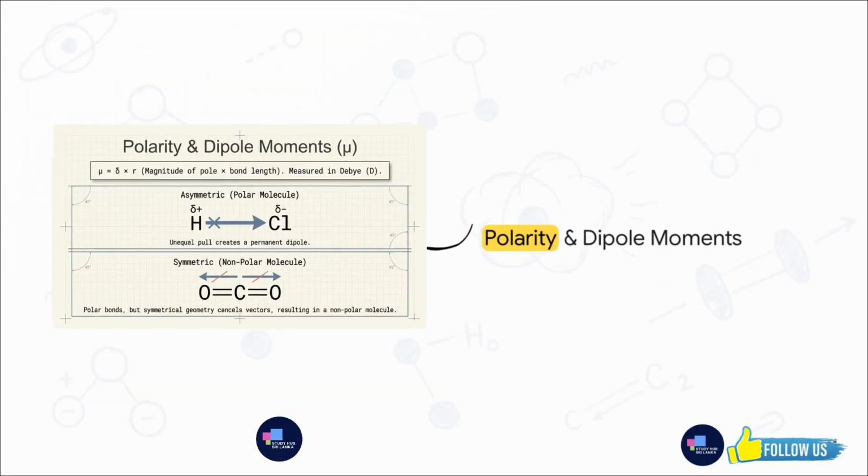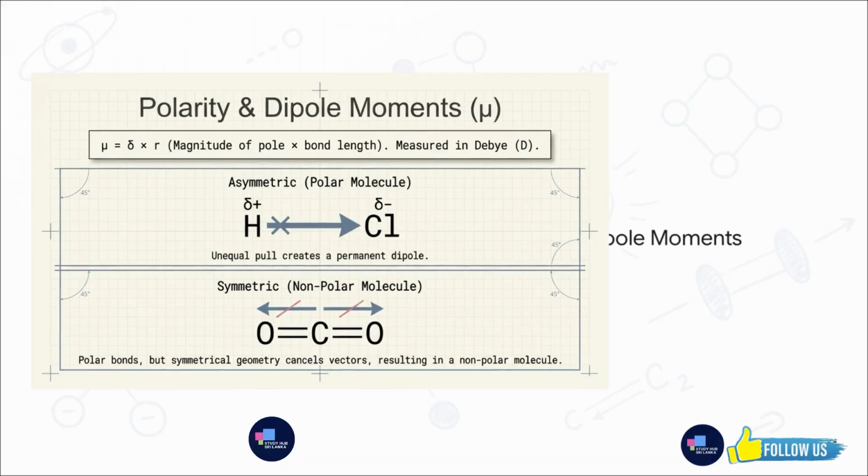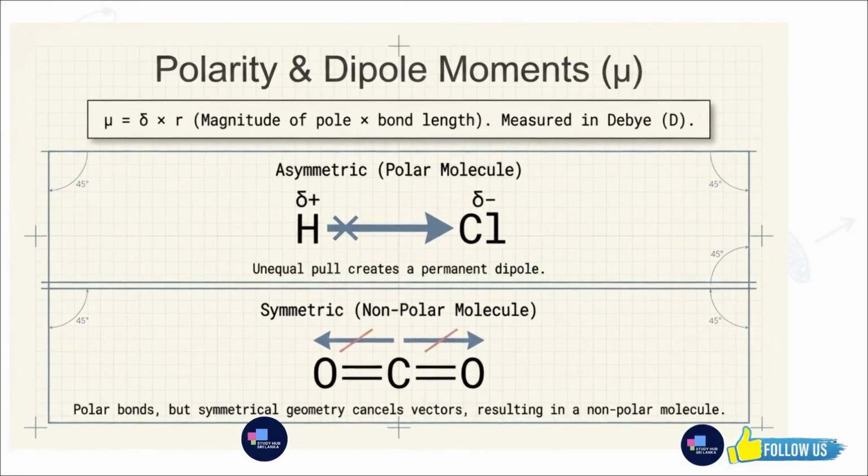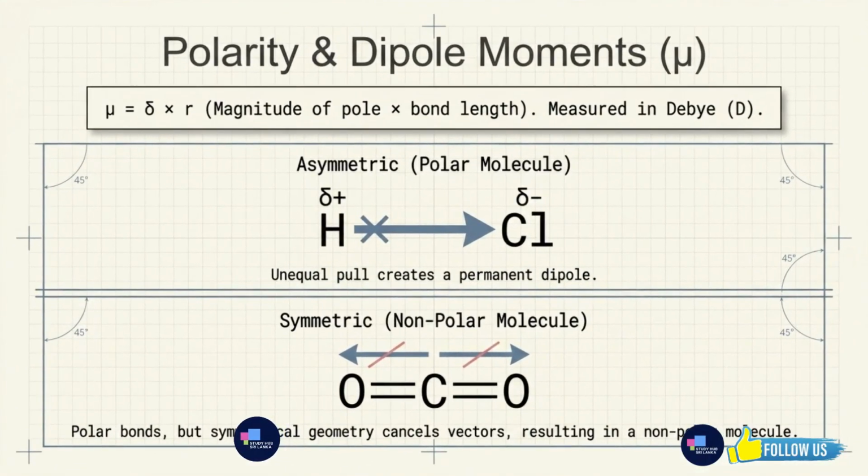Look at these 2 examples of polarity and dipole moments. Up top, we have hydrogen chloride. Now, chlorine is highly electronegative, right? It's actively pulling the electrons towards itself. This unequal pull creates a permanent dipole moment, a little delta negative end and a delta positive end. It is a highly asymmetric, polar molecule.